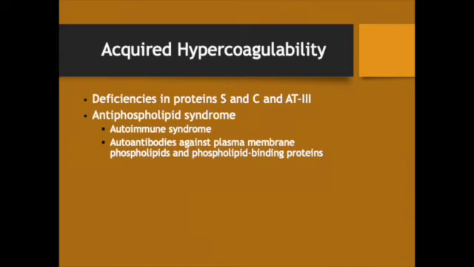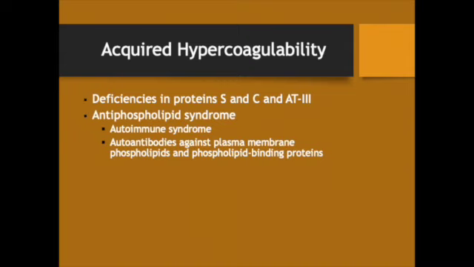And lastly are the acquired hypercoagulability deficiencies in protein S, C, and AT3, or antithrombin 3. This is acquired. It contributes to a hypercoagulability state. Think of DIC, liver disease, infection, DVT, acute respiratory distress syndrome. These are all associated with acquired hypercoagulability states.